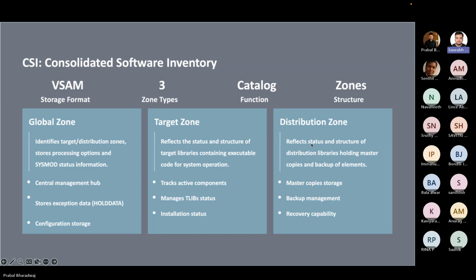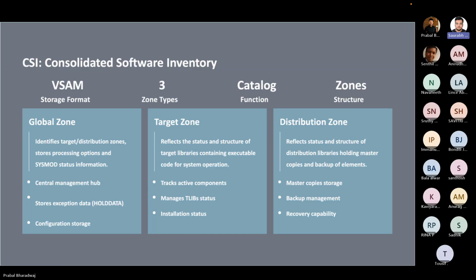The distribution zone holds the master copies of all the software elements. That means very clean, unmodified copies, which we create the first time. It can be used for recovery. It can be used to rebuild the target libraries if somehow those libraries got corrupted, so we can rebuild them with the help of the distribution zones. Okay, so the global zone controls everything.